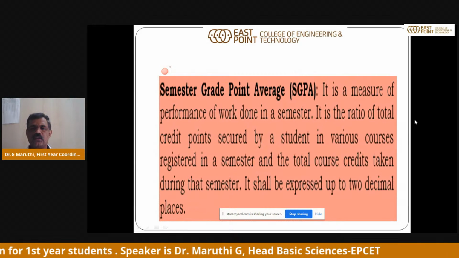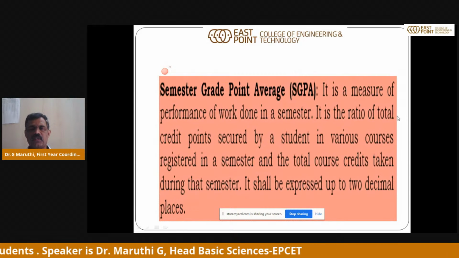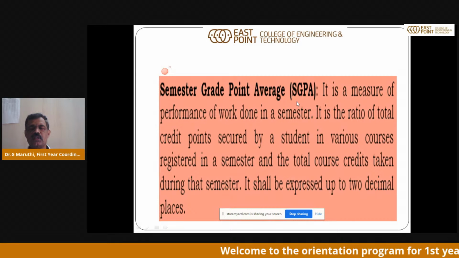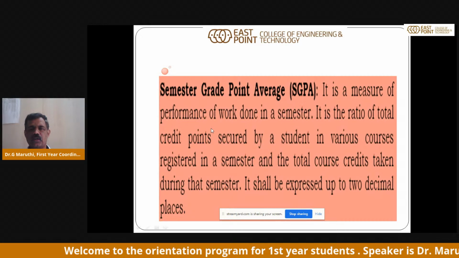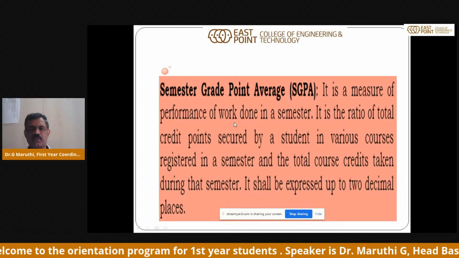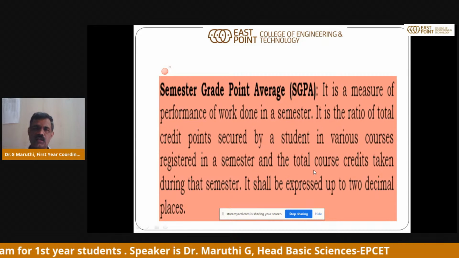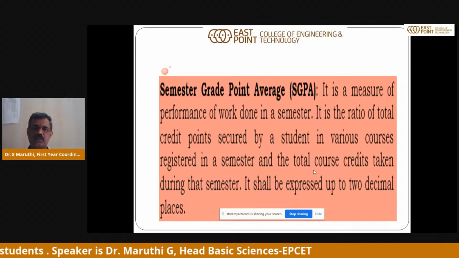At the end of the semester, after getting the result, as I mentioned in the beginning, the percentage will not be given. Instead, SGPA will be given. I think if you have studied in the CBSE, you are aware of this semester grade point average. It is a measure of performance of work done in a semester. Okay, let us see how to calculate this SGPA or semester grade point average.